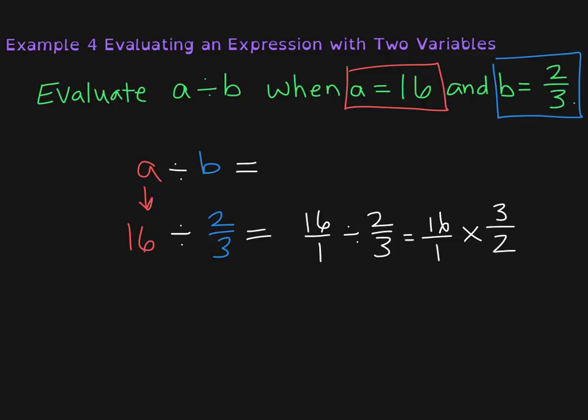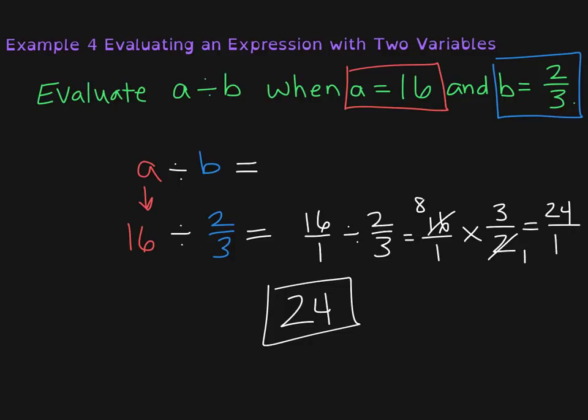Okay, and now you can do your cross factoring. 2 can go into 16, so 2 can go into itself 1 time. 2 can go into 16 8 times. And we end up with 8 times 3 is 24. 1 times 1 is 1. And we end up with an answer of 24.